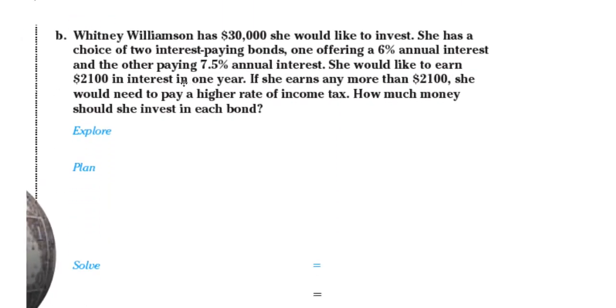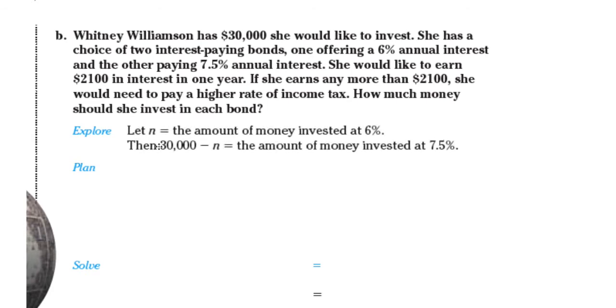Whitney Williamson has $30,000 she would like to invest. She has a choice of two interest-paying bonds, one offering 6% annual interest and the other paying 7.5% annual interest. She would like to earn $2,100 in interest in 1 year. If she earns any more than $2,100, she would need to pay a higher rate of income tax. How much money should she invest in each bond? So she would like to earn $2,100 and nothing more. So that should be equal to $2,100.